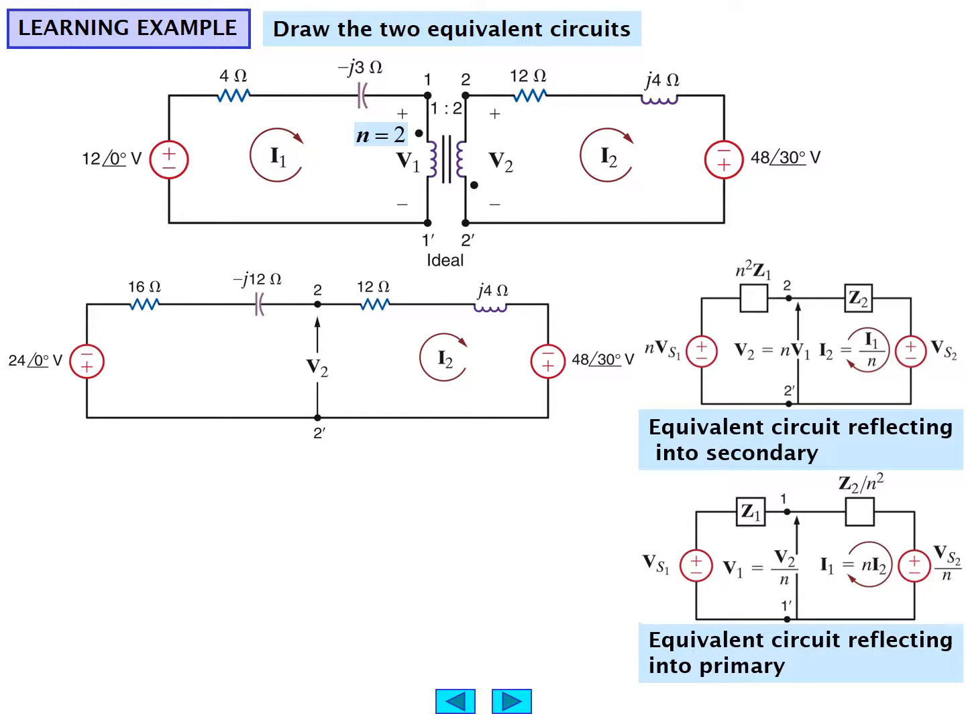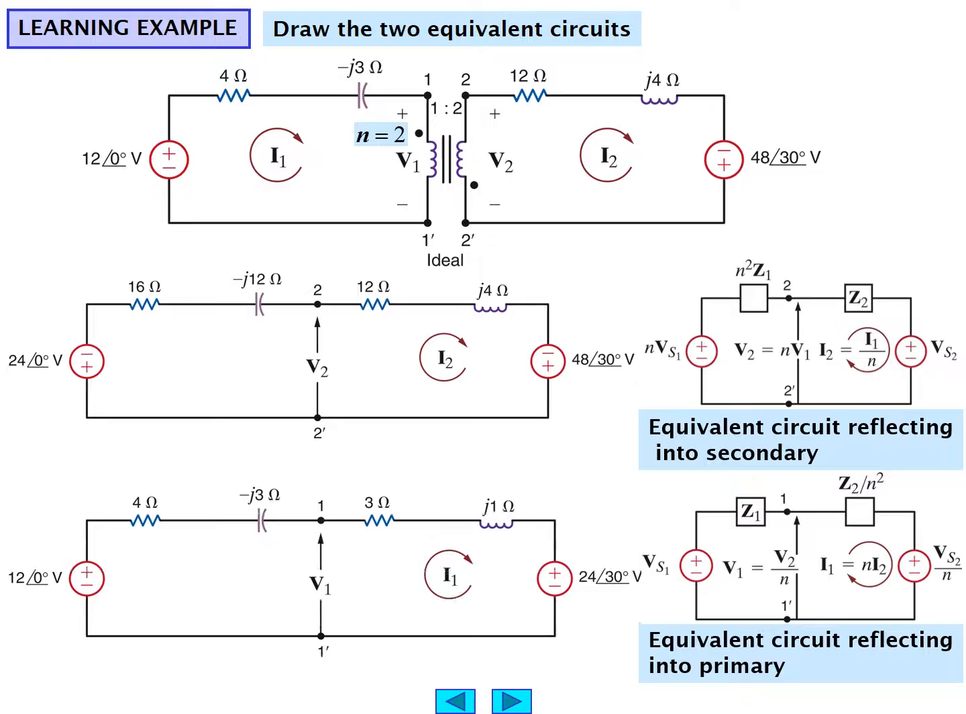If we reflect this circuit into the primary, we have this particular circuit. This should be in your notes and how to apply it. And this is what the circuit then looks like. Notice that the impedance in the primary circuit remains 4 minus J3. And in the secondary circuit, it has been reduced by N squared being 4. So 12 ohms becomes 3 ohms.